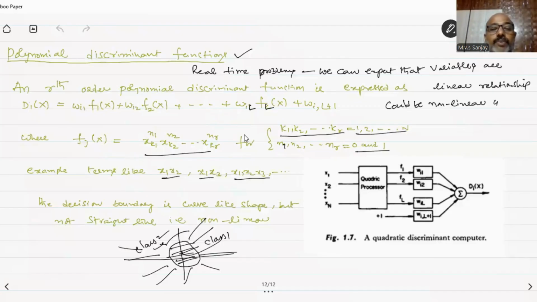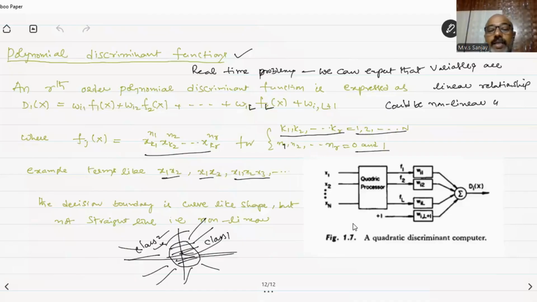When we substitute values in this expression, we can expect terms like x1, x2, x1, x3, x1, x2, x3, and so on. Terms of second, third, or fourth order, even higher order, one can prefer in order to have a curve-shaped decision boundary. It is not a straight line. There are different types of nonlinear curves. When we require them, it's better to go for the polynomial discriminant function.